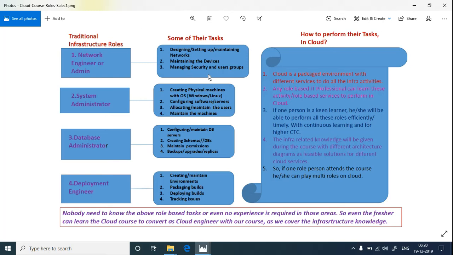Then managing security and user groups. Yes, in a network, if you want to access a particular network domain or a server or set of servers, you need to have a network ID, and that ID should have access with particular groups. Groups means there can be a support team, a development team, a testing team, a network group, a sysadmin group. Such kinds of groups they used to create in the past.